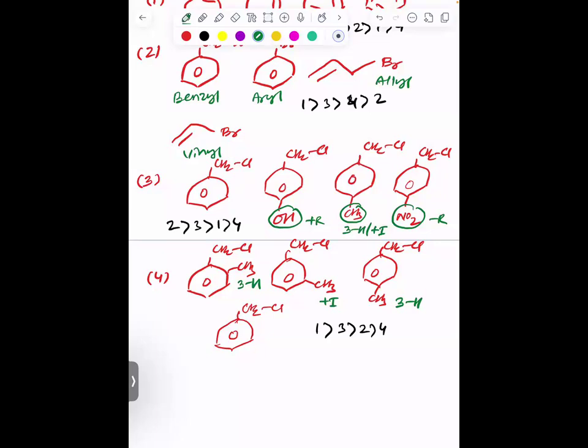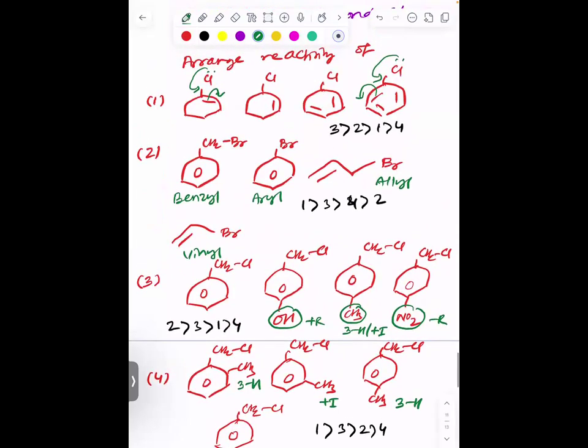But if we look at the inductive effect, it decreases with distance. That means the inductive effect power will be more at the ortho position as compared to the para position. Okay. So plus I has more power at the ortho position as compared to the para position. So this is the answer. Students, make it fast. Quickly write down the explanation yourselves in 1 minute.